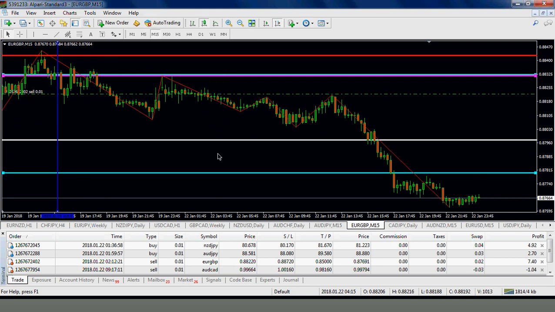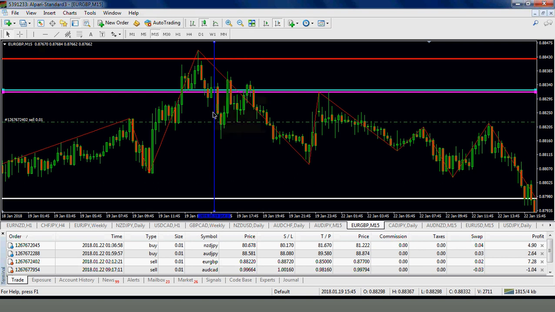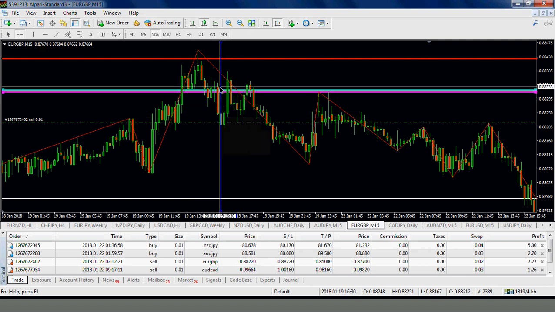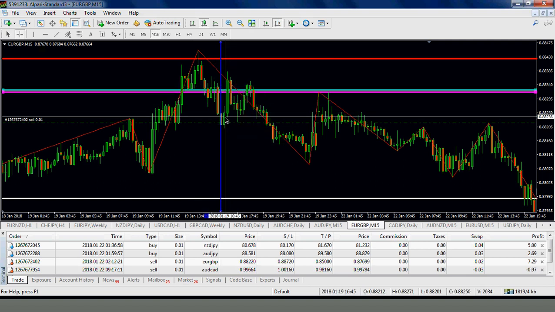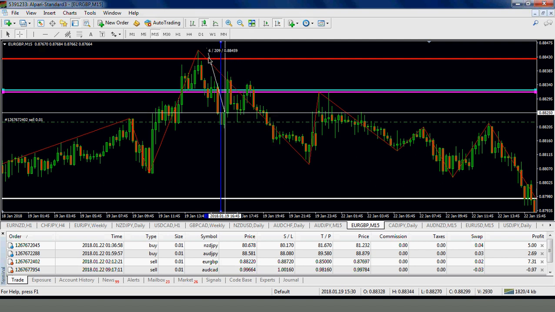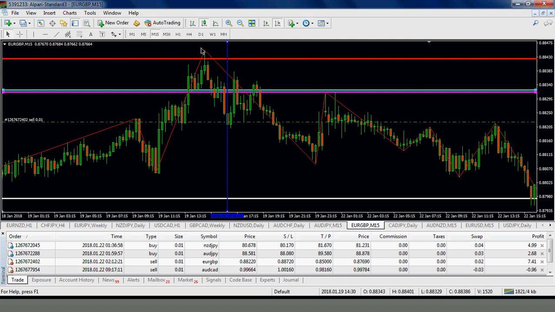So we go to 15 minutes and confirm that the market is trading. At the close of this candlestick, we enter the market from this point. This is the close of the candlestick, and this candlestick is the candlestick that broke both pivots. So we enter our trade at this point. We set our stop loss at this point. This is just like 20 pips. Let's say we use 30 pips.